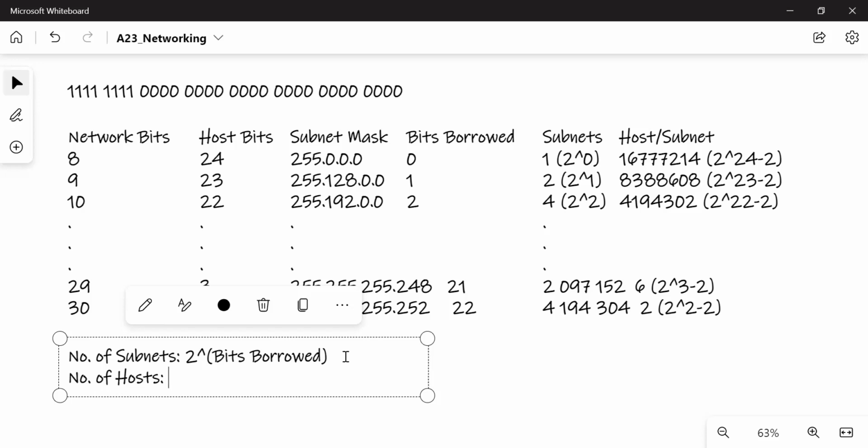The second one is the number of hosts. That means the number of computers or devices in the network will be 2 to the power number of host bits, minus 2. So make a note of this.